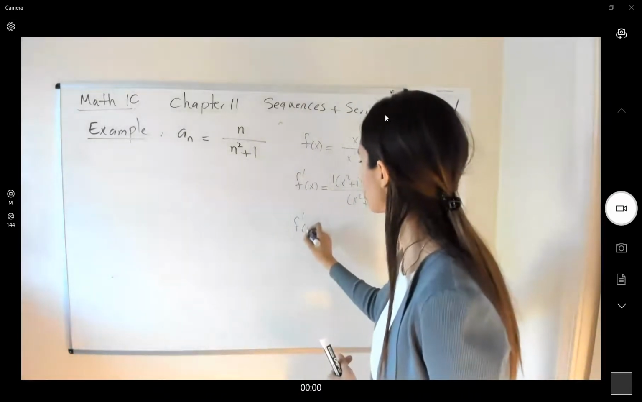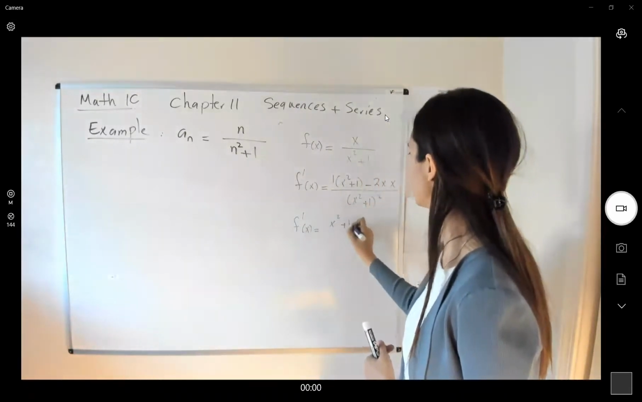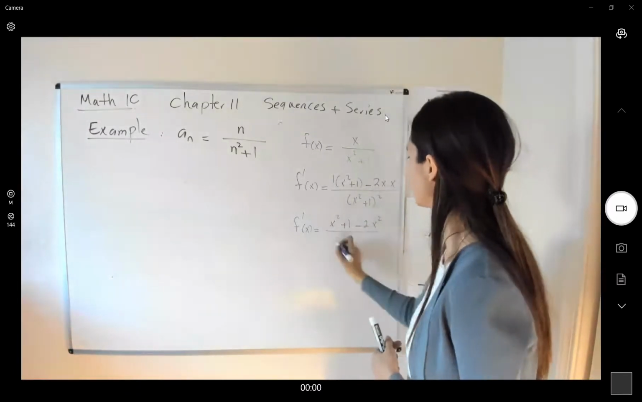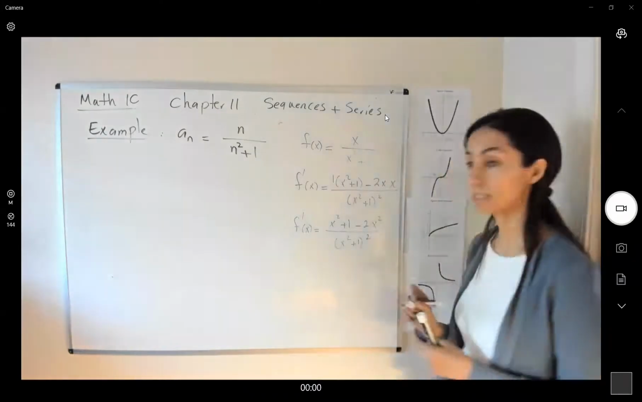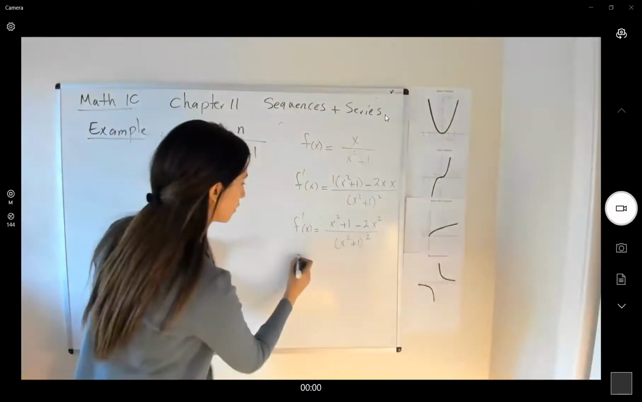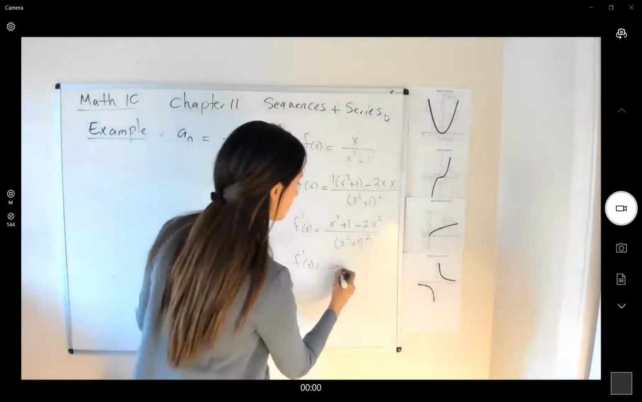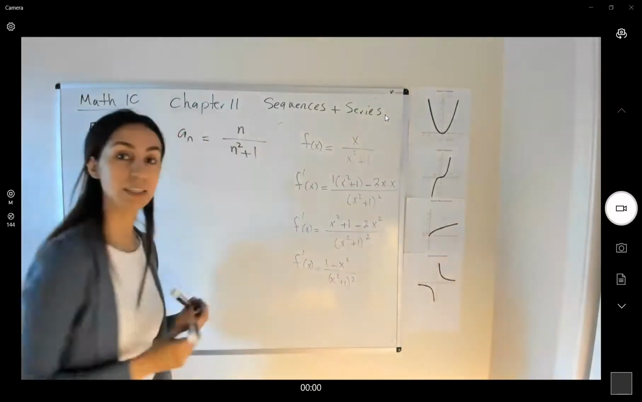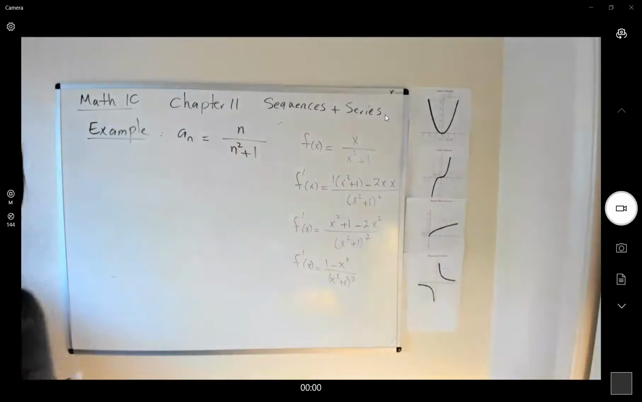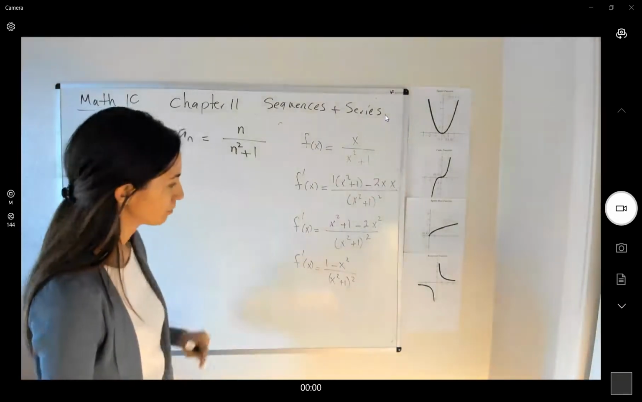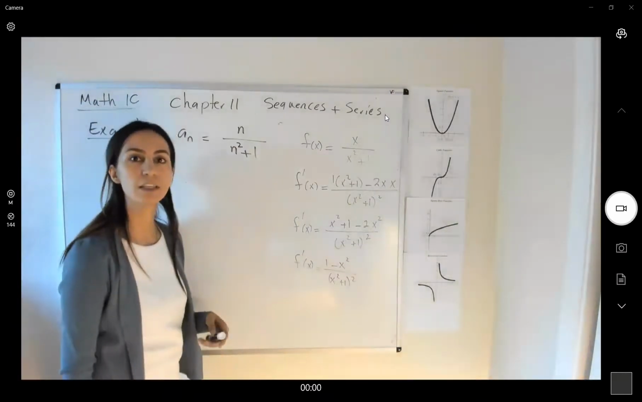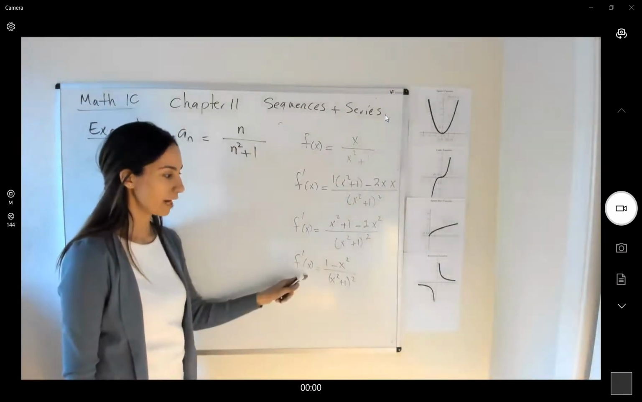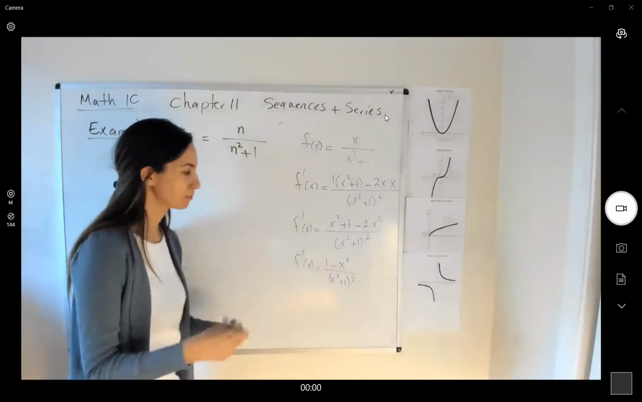So the derivative of your function is equal to x squared plus 1 minus 2x squared, divided by x squared plus 1 to the second power. So the derivative of the function is equal to minus x squared plus 1 divided by x squared plus 1 raised to the second power. There you go. How do we decide if it's an increasing function or decreasing function? You have to look at the sign of this function.